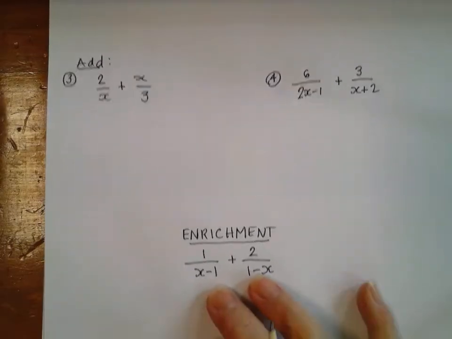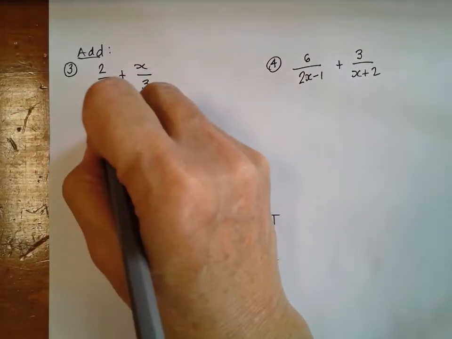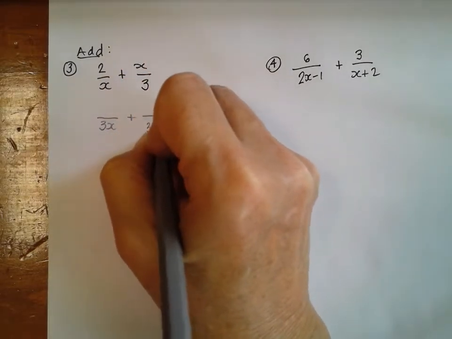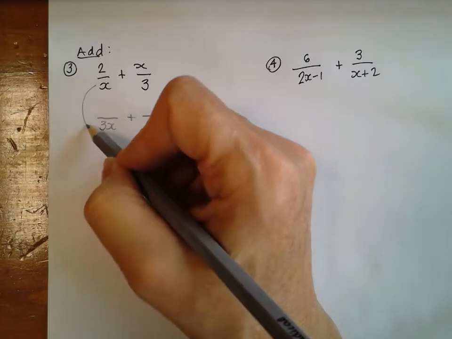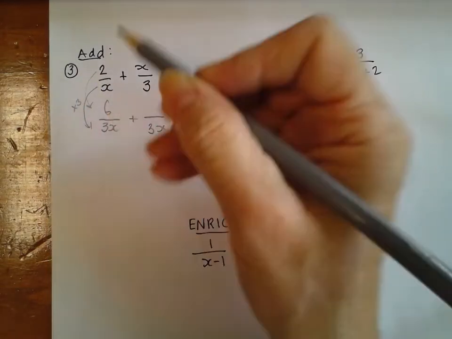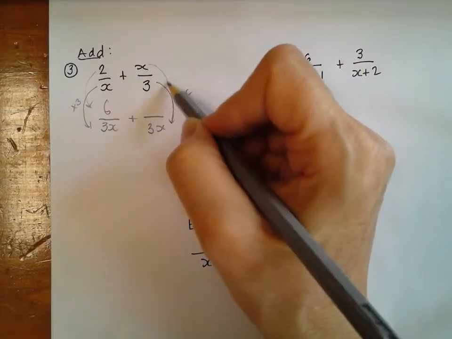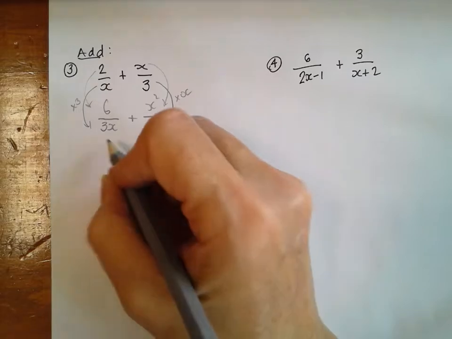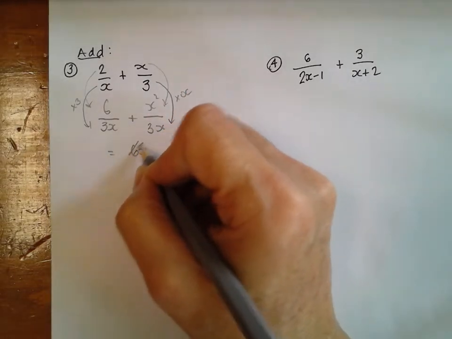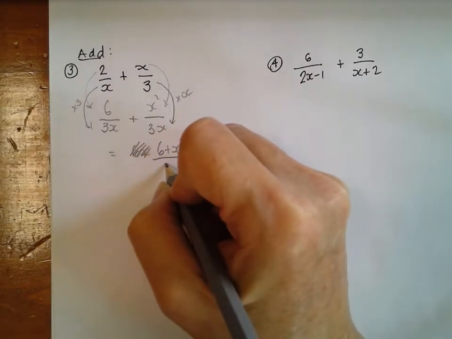All right, let's add these. To add, you need a common denominator. So I'm going to build this fraction up and say I multiplied by 3 there. So I have to multiply by 3 here. Multiplied by x there. Have to do it here. Add the tops. Whoa, that was wrong. Add the top, keep the denominator.